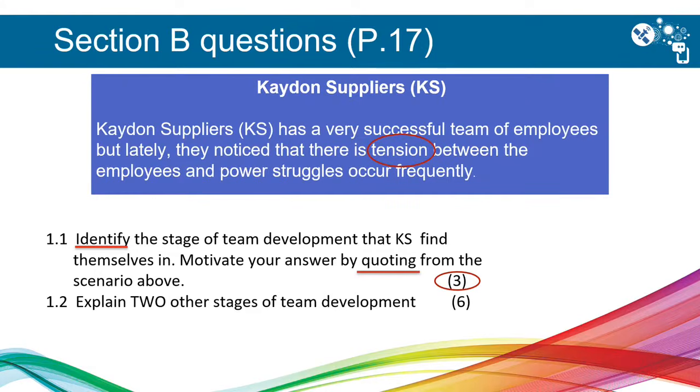Now remember thunder and lightning and all of those things that I've said. And also power struggles. So tension, conflict. And that basically will give you the clue on what the answer is. I will do that just now. The next question says, explain 2 other.